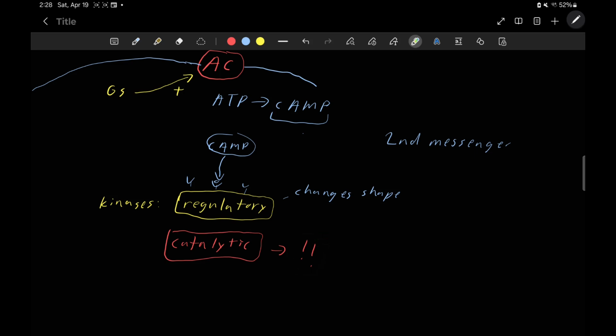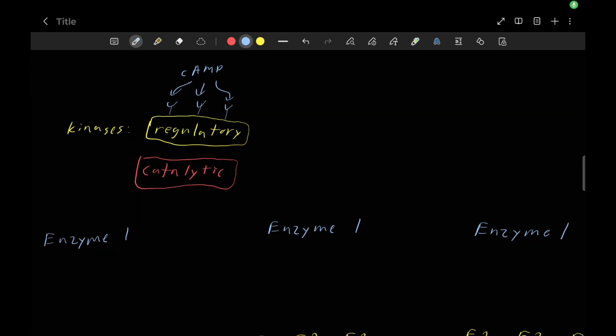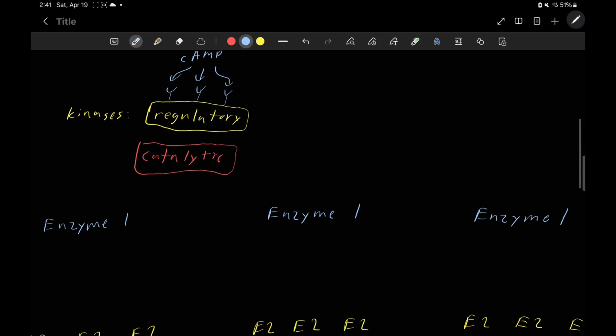But how do the catalytic units of the kinases produce responses? It activates something called the amplification cascade. Now that the catalytic unit of your protein kinase is free and active, it can make its way over to these enzymes, and it can activate them through phosphorylation.